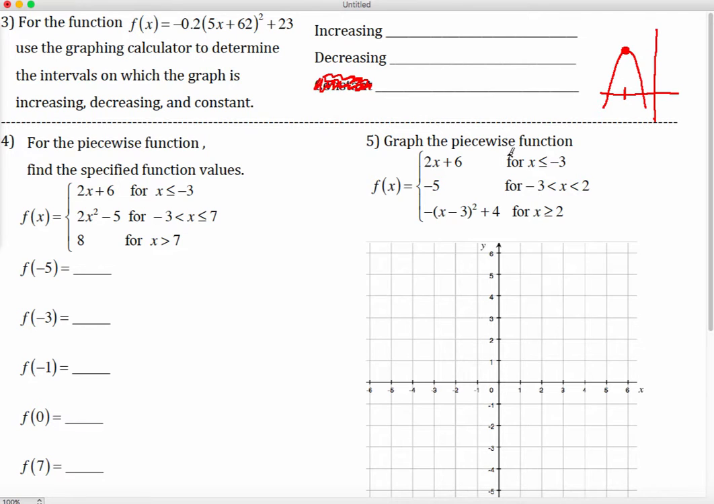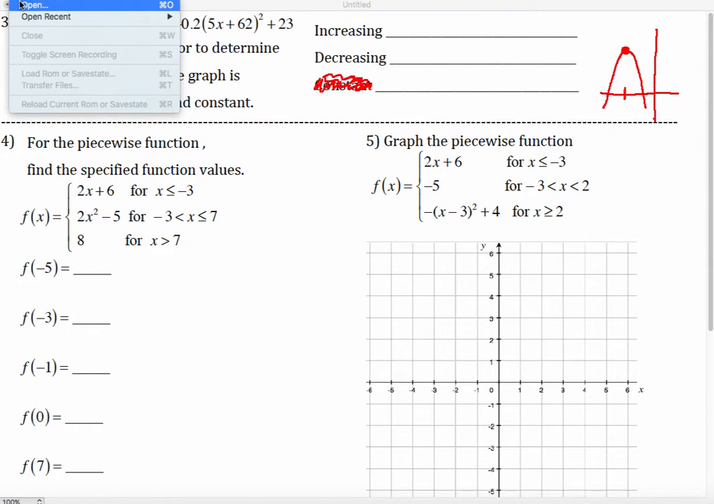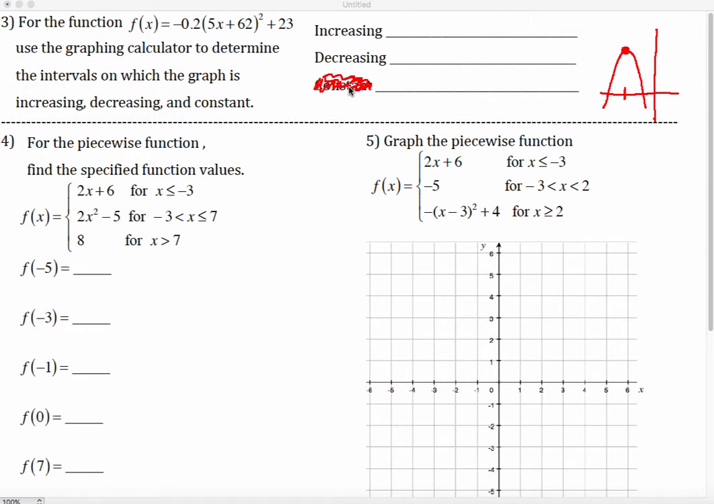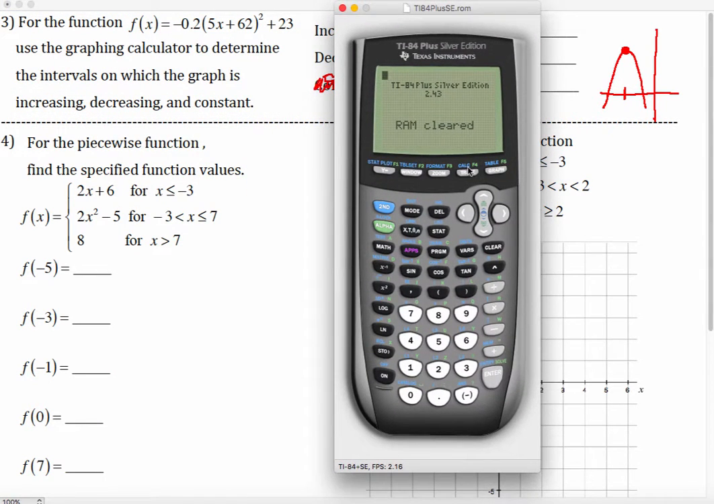So I'm going to put that function into a graphing calculator, and then after I put that into the graphing calculator, I'm going to use my max feature to get that ordered pair. So we'll go ahead into y equals, and I'll click on negative 0.2 parenthesis 5x plus 62 and close it, square it, add 23, and then I'm going to hit graph. And I see over here that I cannot see my graph very well. So I'm going to zoom out and see if I can find where my graph is.